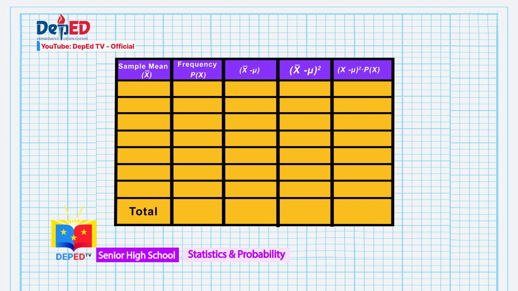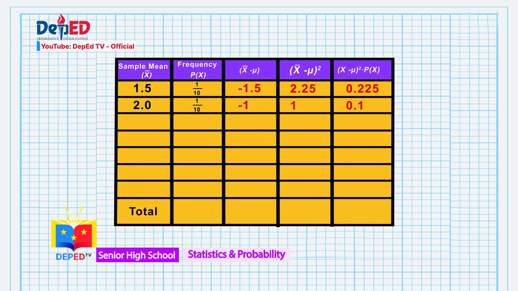For the first row, the difference of the score, which is 1.5, and the mean of 3 is negative 1.5. Squaring it will have 2.25, and multiplying the result by the probability 1 over 10 would give 0.225. For the second row, the difference of the score, which is 2, and a mean of 3, is negative 1. Squaring it will have 1, and multiplying the result by the probability 1 over 10 would give 0.1.